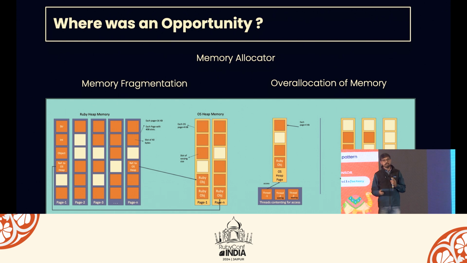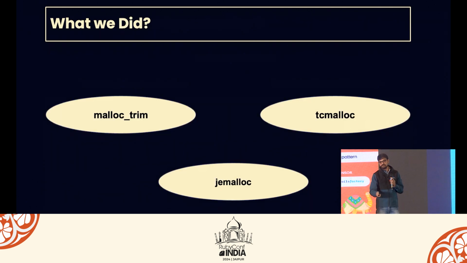So it might over-allocate some of this memory. To solve these two issues, we thought to change the underlying memory allocator. We identified a few memory allocators: malloc_trim, TCMalloc and jemalloc. We did some rounds of executions on all three, and we finalized jemalloc as the final one.